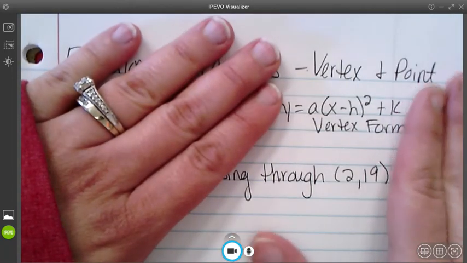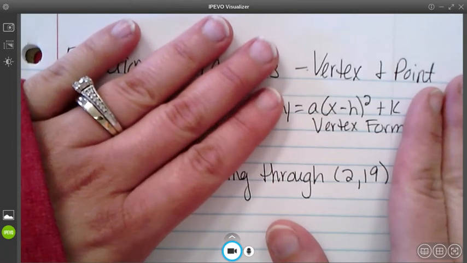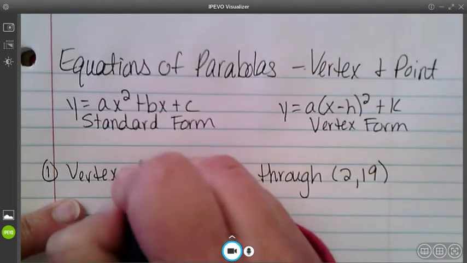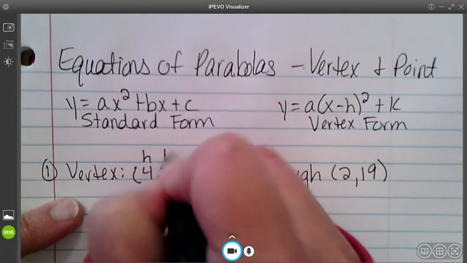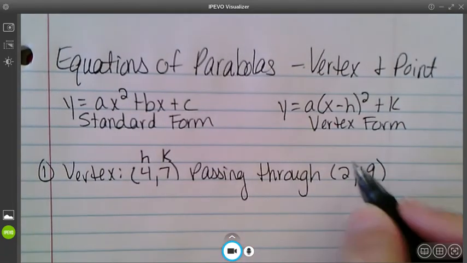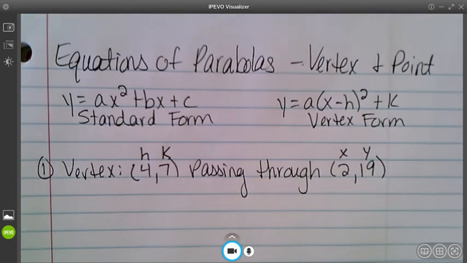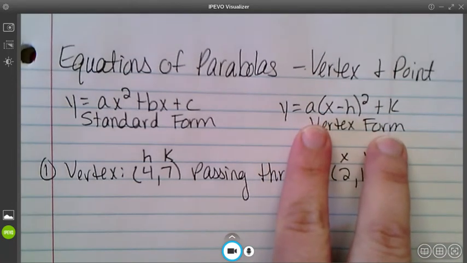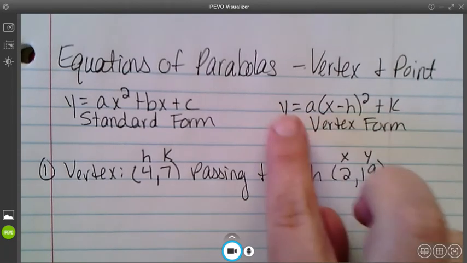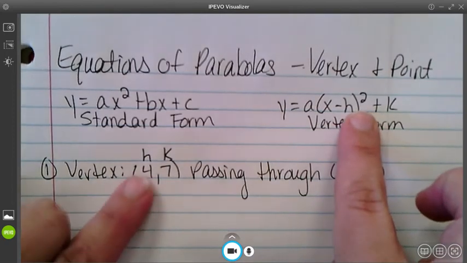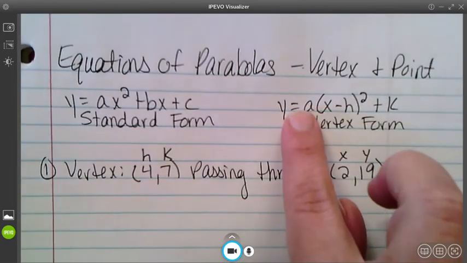Then we have vertex form, which actually has the vertex in it. So the vertex, we are given the vertex, so we know this is H and K. Then we have a point which we know is X and Y. So comparing the information we have to the two forms of equations that we know, we're definitely going to go with vertex form. Okay, we have the Y, we have the X, we have the H, and we have the K. All we're missing is the A.